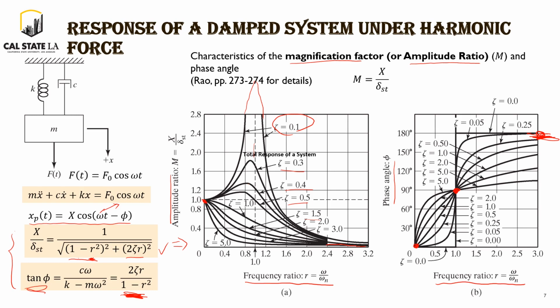So the phase angle will change from 0 to 180 degrees, and depending on the damping ratio, the rate of change will be different in the region close to frequency ratio equal to 1. When the damping ratio is a very small number, we see the phase angle changes very quickly near the frequency ratio equal to 1. As we increase zeta, it increases at a slower rate. As we increase it further, you will see it become flatter and flatter.